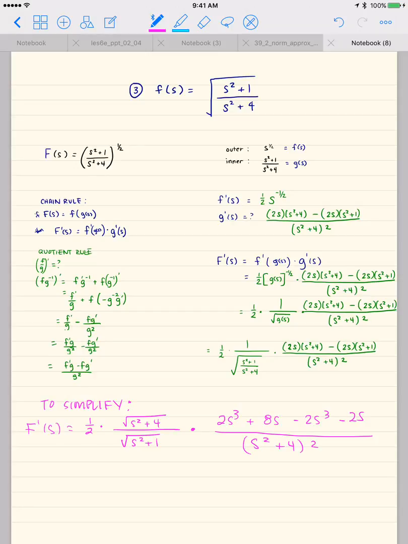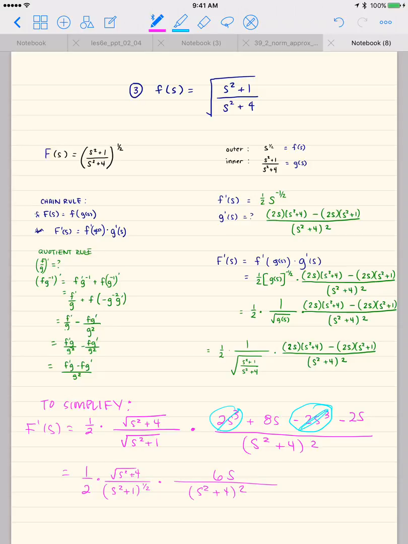So f prime of s equals, so we should have some stuff canceling out. The 2s cubed and the minus 2s cubed cancel out. Okay, and then the 8s and the negative 2s are going to result in 6s. So we have 6s, but we also have this 1/2, right? So we've got 6s, we've got 1 over 2, we've got a square root of s squared plus 4, and s squared plus 1 to the 1/2, and the denominator here, s squared plus 4 squared.